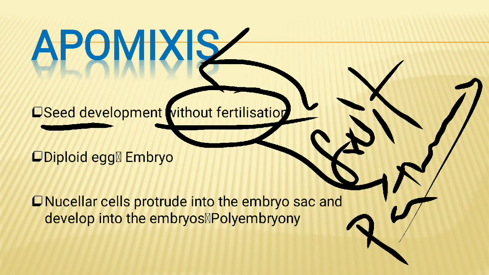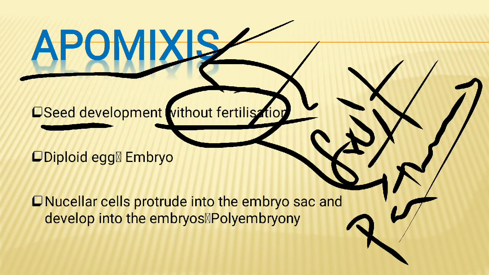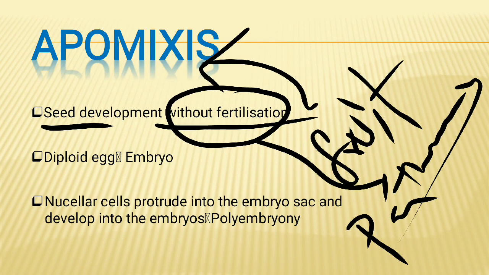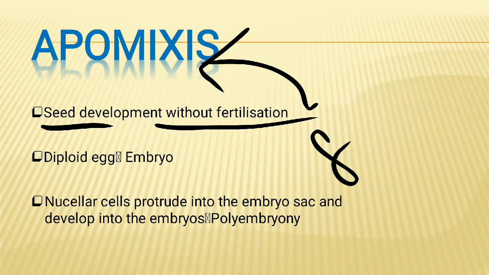Remember, there is a difference. Seed development without fertilization is called apomixis. Fruit development without fertilization is called parthenocarpy. So try to remember this difference. The next point: how are the seeds formed? Here the seeds are formed directly by the diploid egg, which forms into an embryo, and seeds are formed. So there is no fusion.